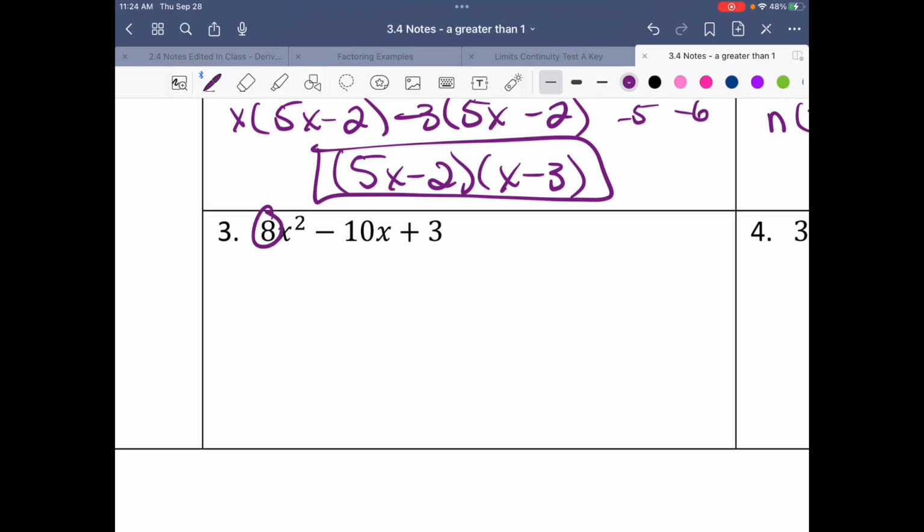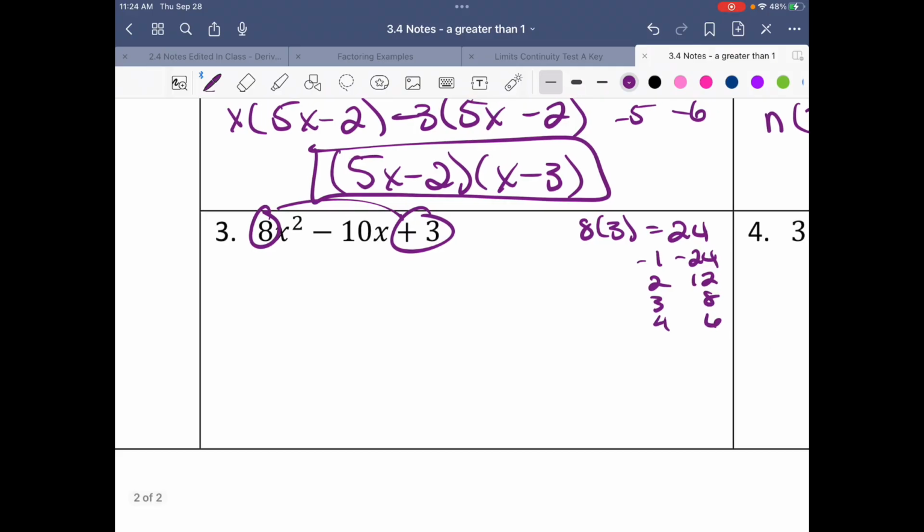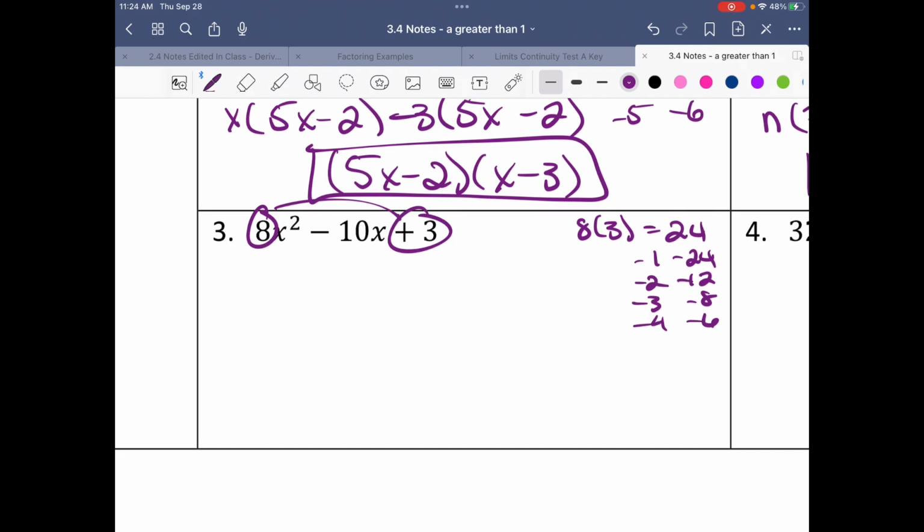All right, 8x squared minus 10x plus 3. No GCF. Always look for that first. Leading coefficient by the constant. So 1 and 24, 2 and 12, 3 and 8, 4 and 6. Okay, both negative because it multiplies to be positive, but adds to be -10. Okay, that's going to be the -4 and the -6.